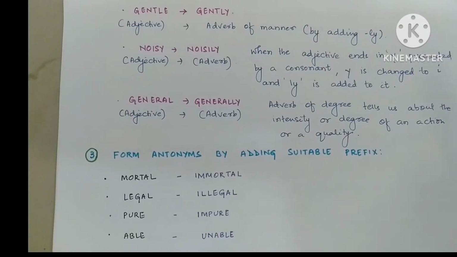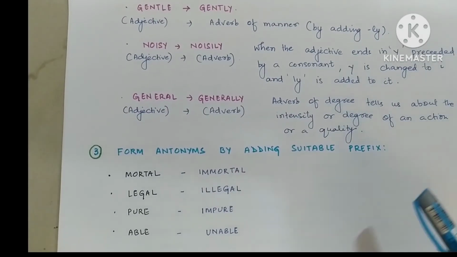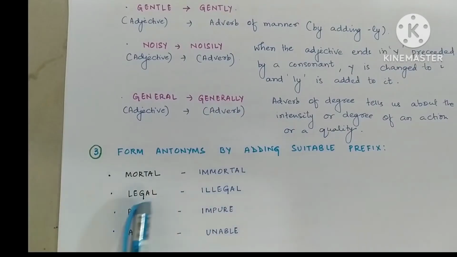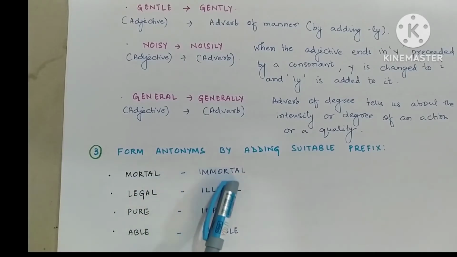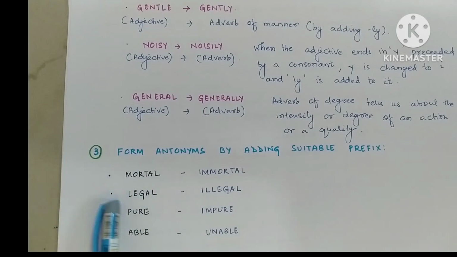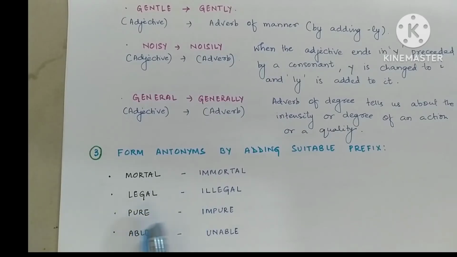Next, form antonyms by adding suitable prefixes. Prefixes means before. So, antonyms means opposites. We have to add a suitable prefix before mortal, before legal, before pure, before able, which will give you the opposite meaning of them. So mortal becomes immortal, legal becomes illegal, pure becomes impure, and able becomes unable.